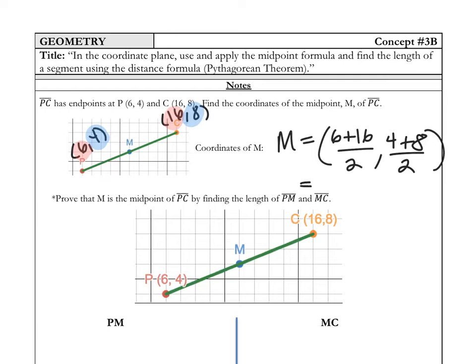That would get me 6 plus 16 is 22, so 11. And 4 plus 8 is 12, divide by 2, which is 6. So right here I've got 11 comma 6. My midpoint M is 11, 6, and that's my final answer. So that's your recap from last time.